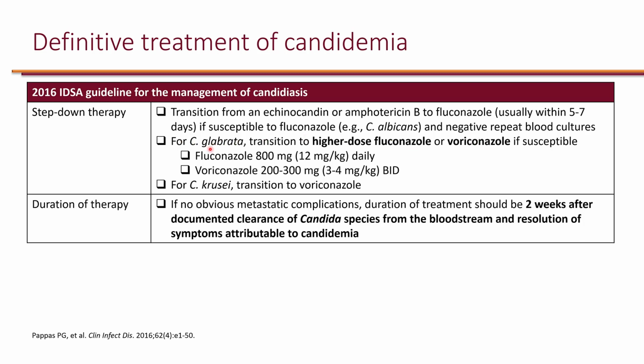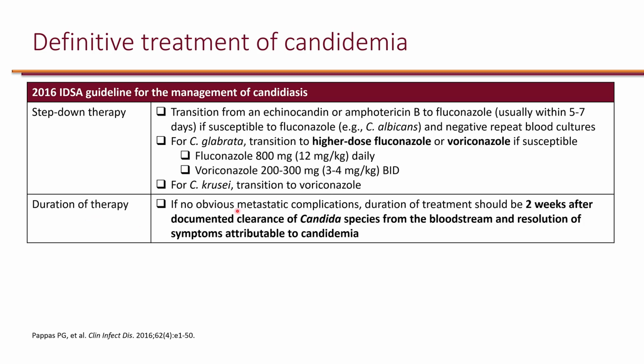And then, of course, if it's Candida glabrata, typically the MICs are higher for fluconazole, so a transition to a higher dose fluconazole, or if the MIC is so high that fluconazole is resistant, then high dose voriconazole would be another option. For Candida krusei, it is just resistant to fluconazole, period. So if somebody has krusei, fluconazole is not an option, so the oral option would be voriconazole.